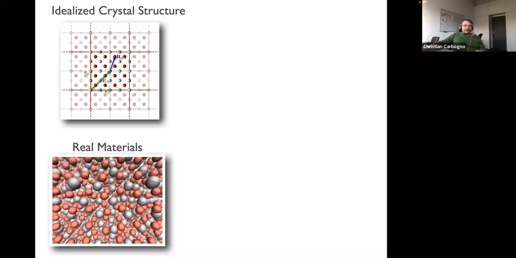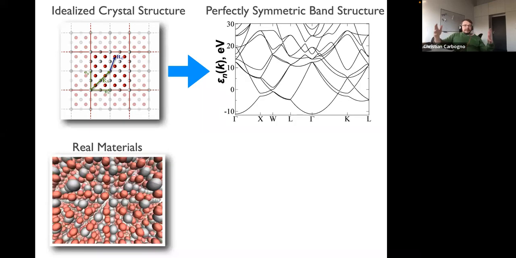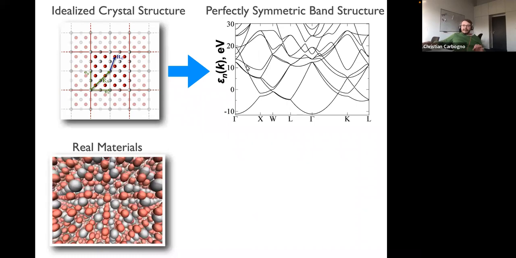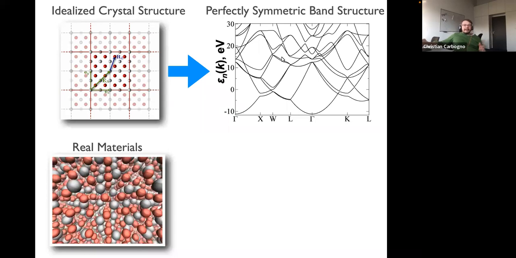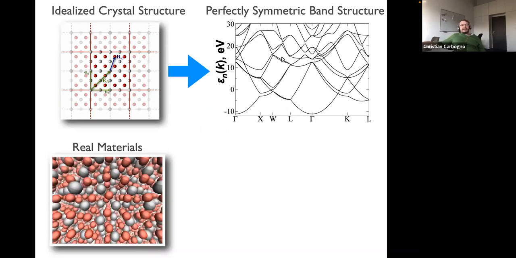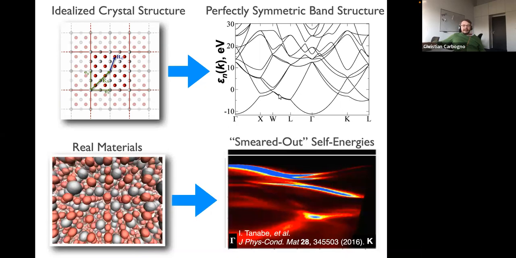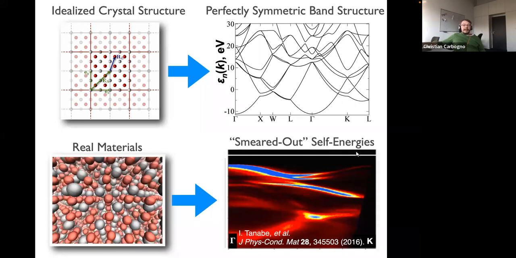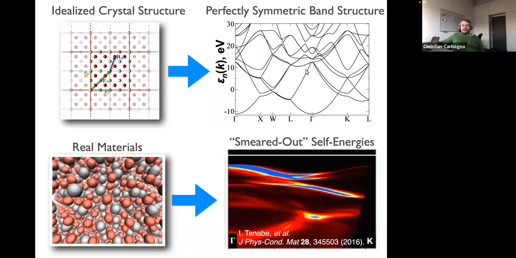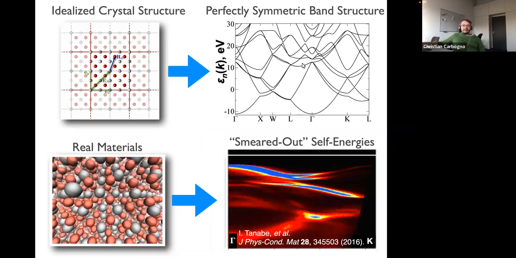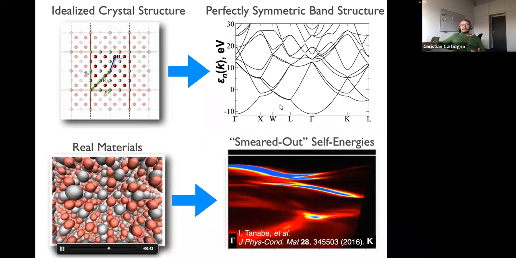So for the idealized crystal structure, you actually have this perfectly symmetric band structure, where everything is fine and is degenerate and everything is symmetric and in order. If you, however, try to measure such a band structure in a real material, you will not get such sharp lines, but actually you will get smeared out self-energies that have a finite width and that are not at all as sharp as such a calculated band structure. And the physical reason lies again in the motion of the nuclei.